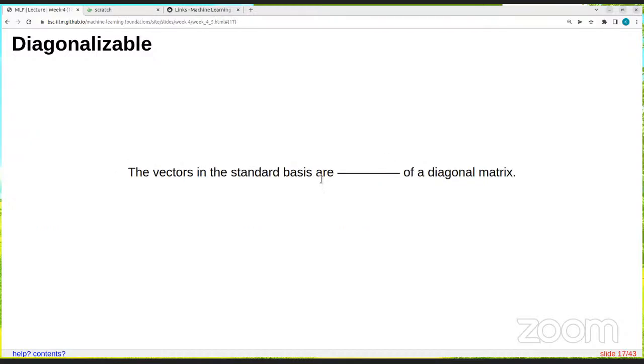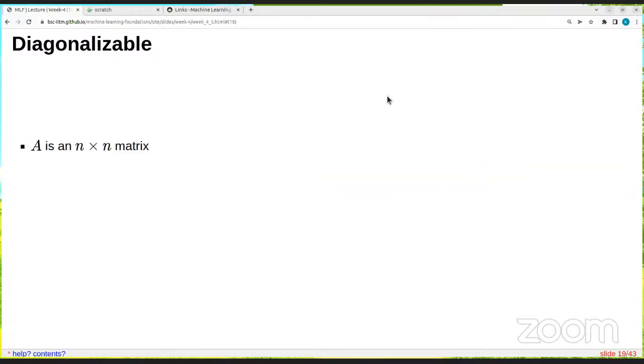Can you please fill in the blanks here? Eigenvectors. Is that right, everyone? Yes. Okay, right. So vectors in the standard basis are eigenvectors of a diagonal matrix. So we are going to use this property.